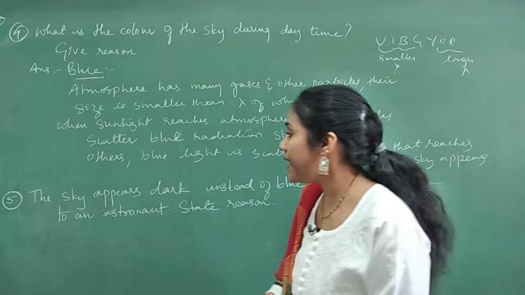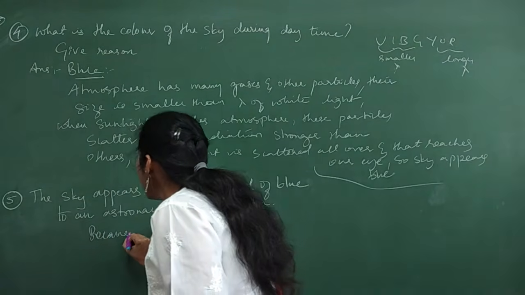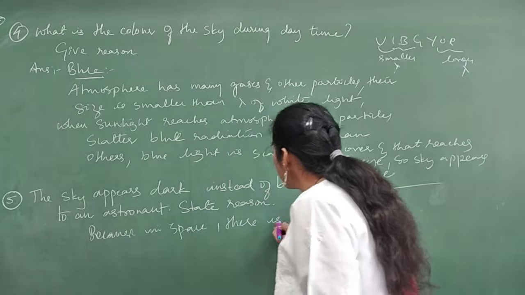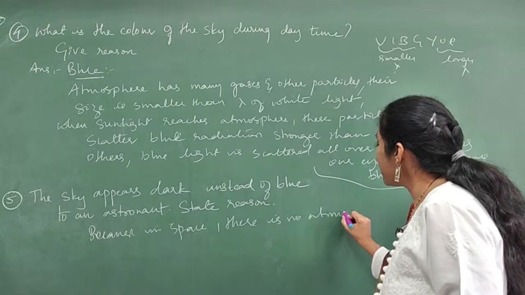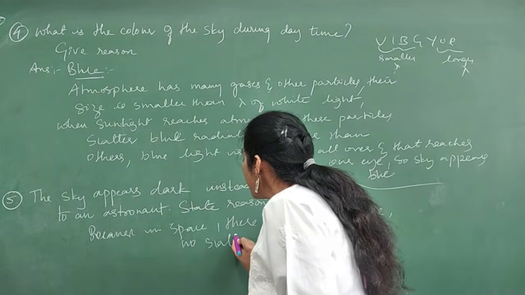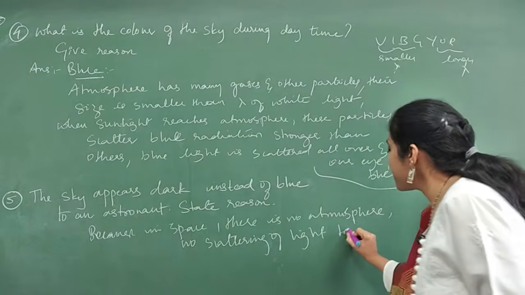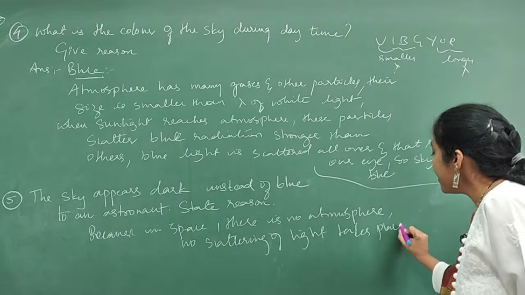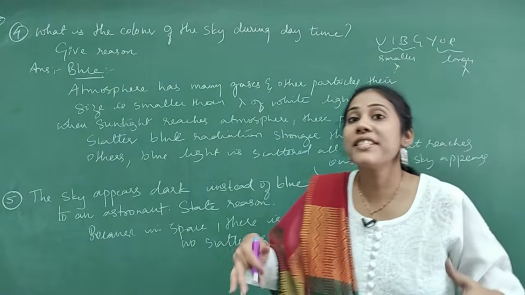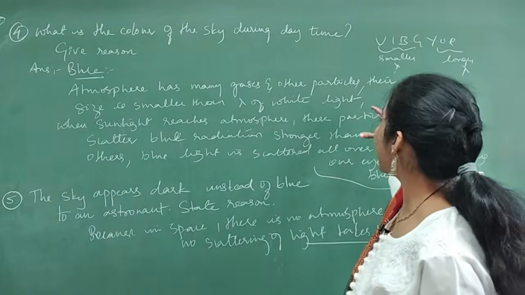So what is the answer here? Astronauts stay in space, where you don't have any atmosphere, because in space there is no atmosphere. So no scattering of light takes place. So that's the reason the sky appears dark for the astronaut who stays in space. Clear? So this is all about the scattering of light.